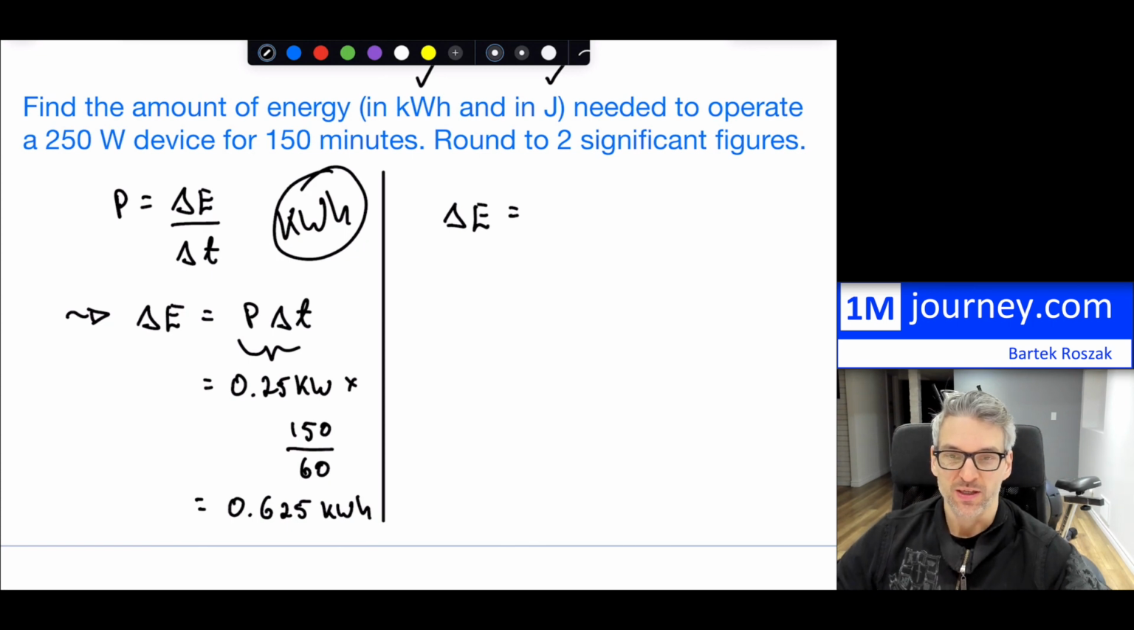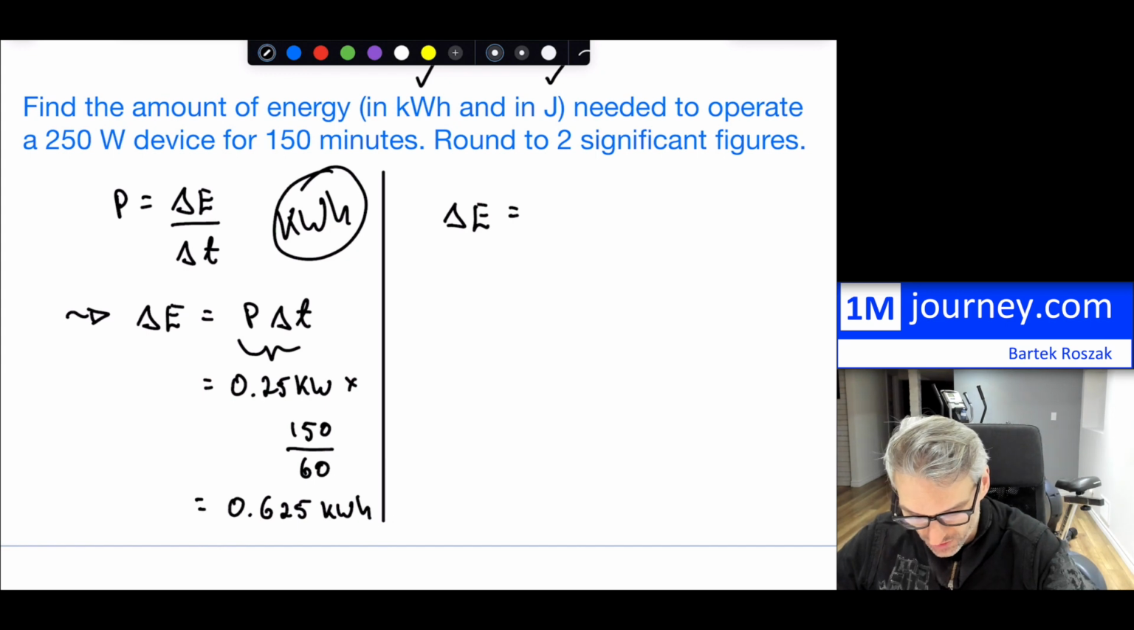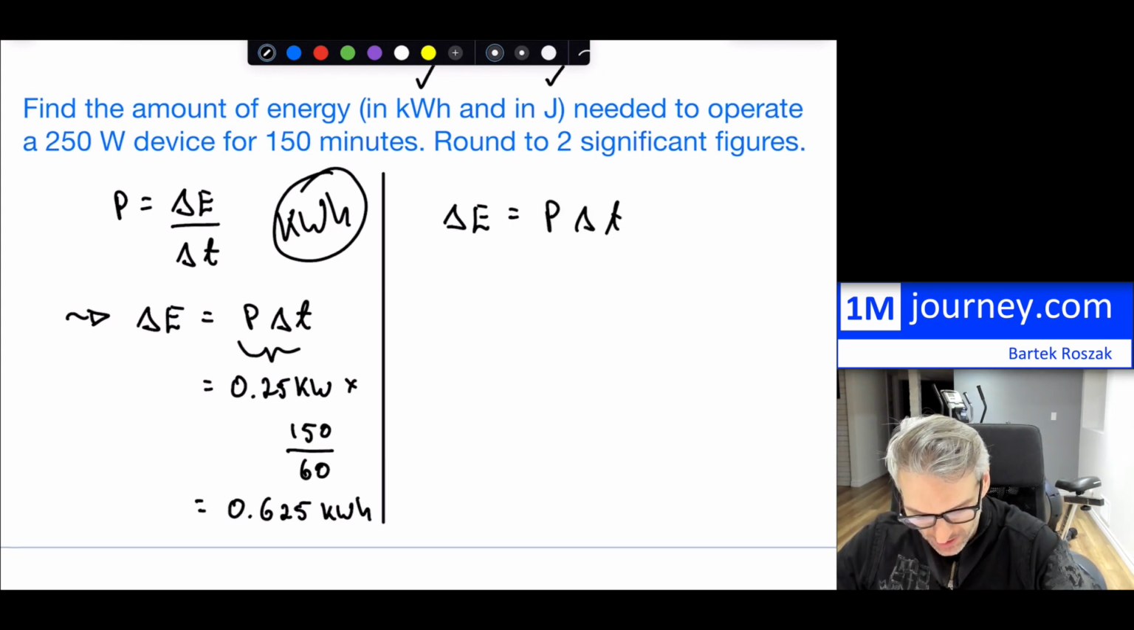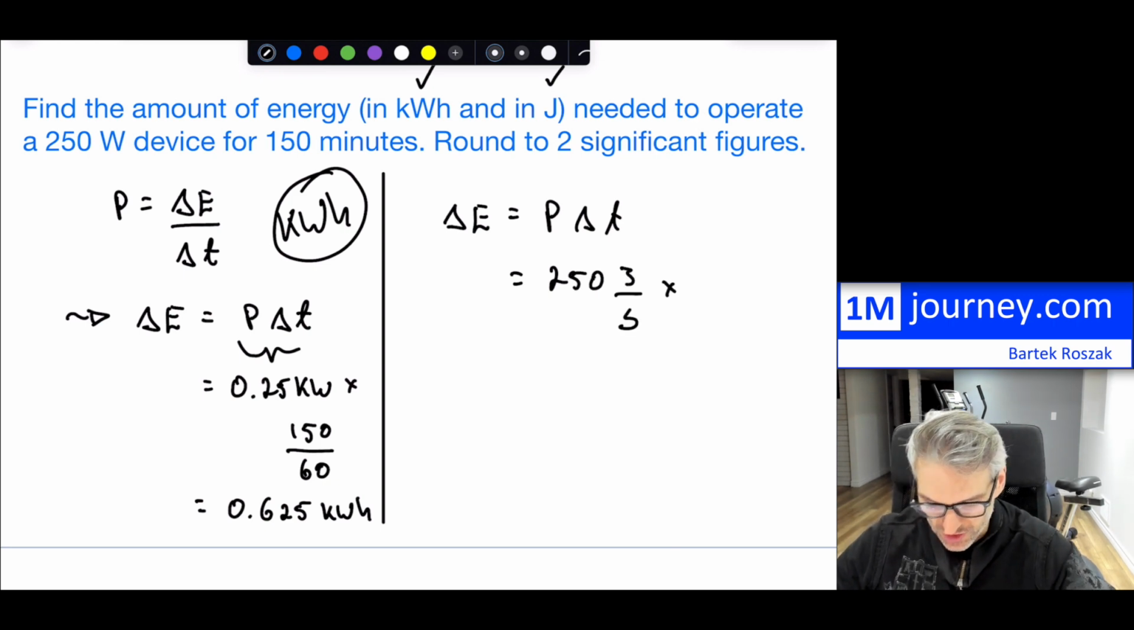Between those. Or you can just go straight from the beginning. So for example, what you can do is instead here, so you know that this is again power times time. Well, power, you can leave in watts, so you can leave it in metric standard units. So that's going to be 250. Now remember, watts is just joules per second. And then you can just change the minutes into seconds.